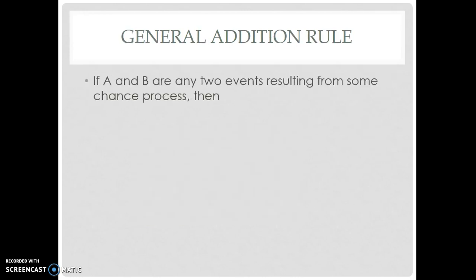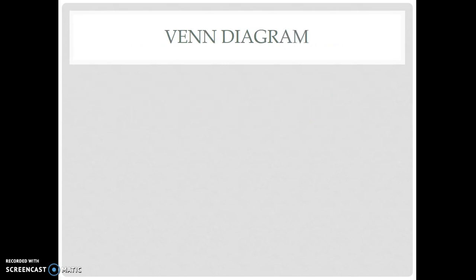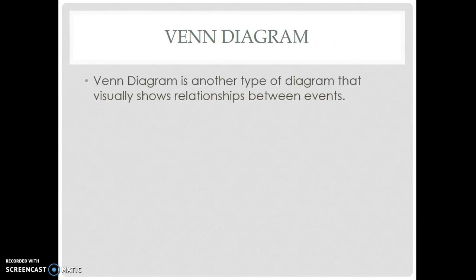The general addition rule says that if A and B are any 2 events resulting from some chance process, then the probability of A or B is equal to the probability of A plus the probability of B minus the probability of A and B. I'll show you what that means in a little bit.